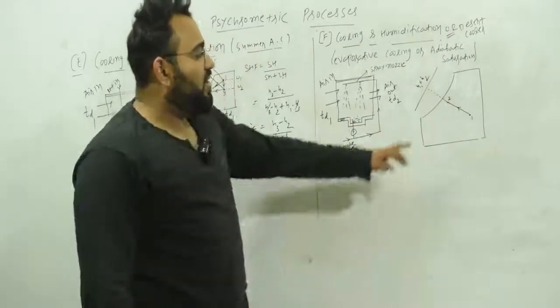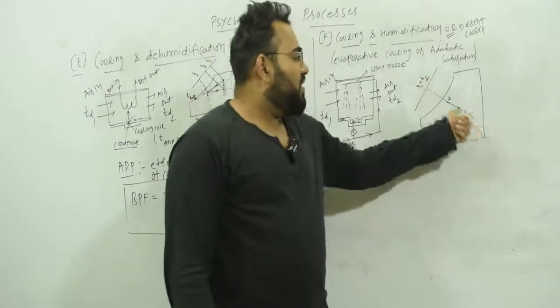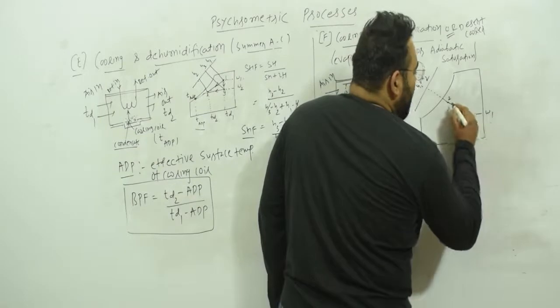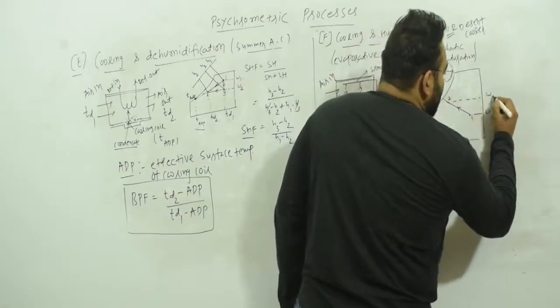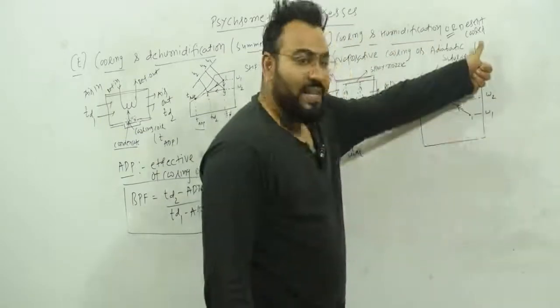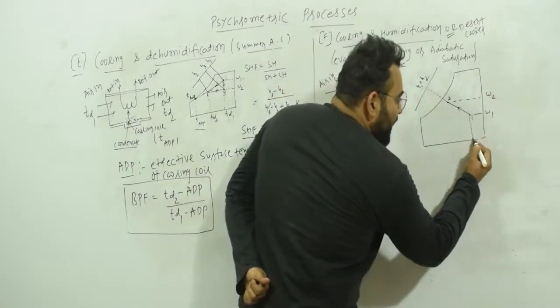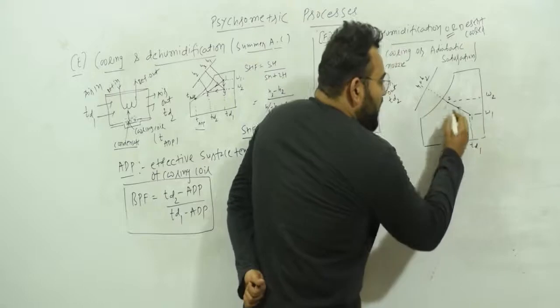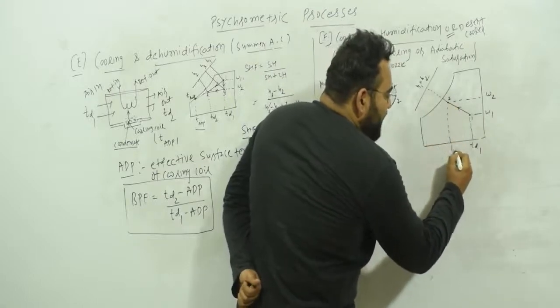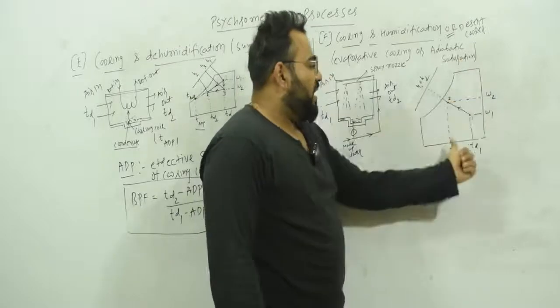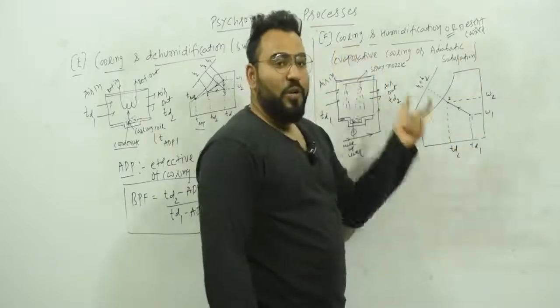Okay, so let's show this process on the psychrometric chart. This is 1 to 2. Here you can see the specific humidity W1 and this is specific humidity W2. So you can see that humidity increases, so that is why it is humidification. And here the dry bulb temperature TD1, and here you can see the temperature is TD2. So temperature decreases, humidity increases. That's why it is cooling and humidification.